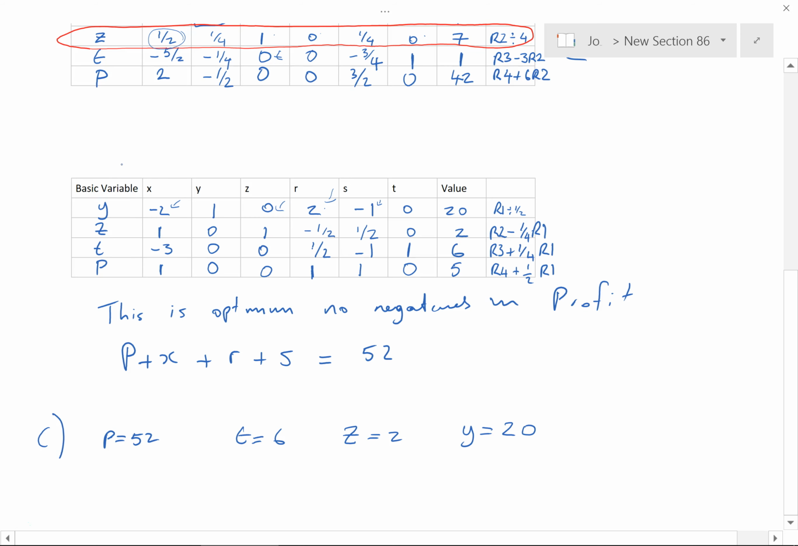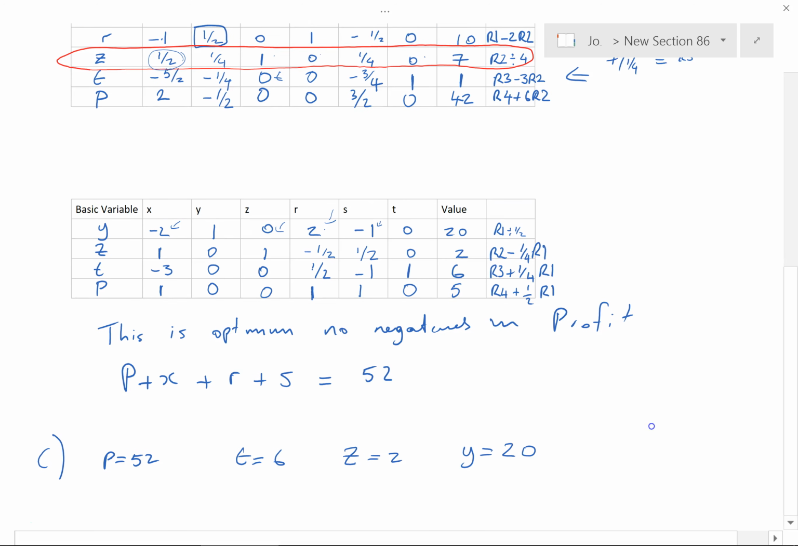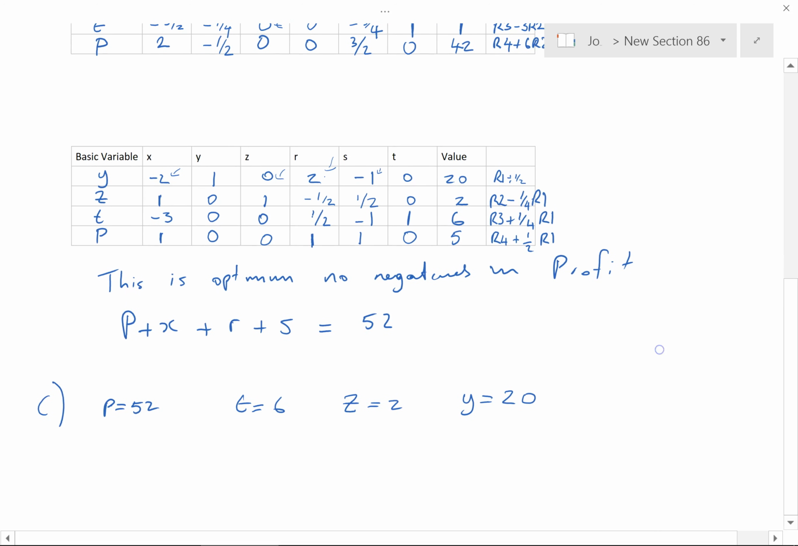Okay, and now you might think that's all the variables, but there's certain variables that we haven't actually listed here. So all the ones that aren't included in our basic variables must be equal to 0. So what have we got? We've got x equals 0. We've got r equals 0. And we've also got s equals 0. So that, I think, is it.